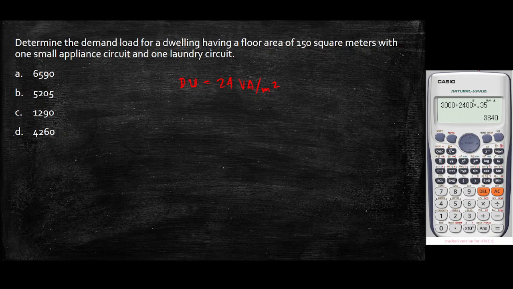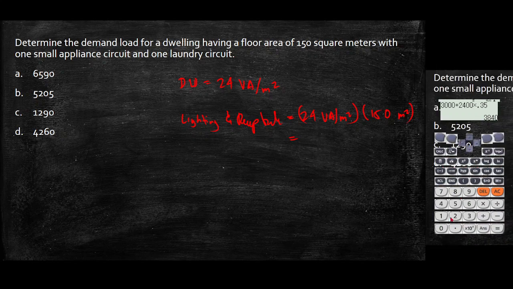Okay, let's solve this one. For the lighting and receptacle load, this is equal to 24 volt ampere per square meter multiplied by the floor area of 150 square meters. So 24 times 150 is equal to 3,600 volt ampere.